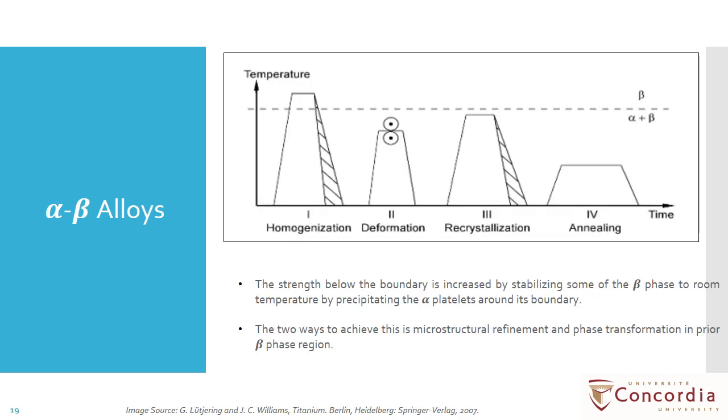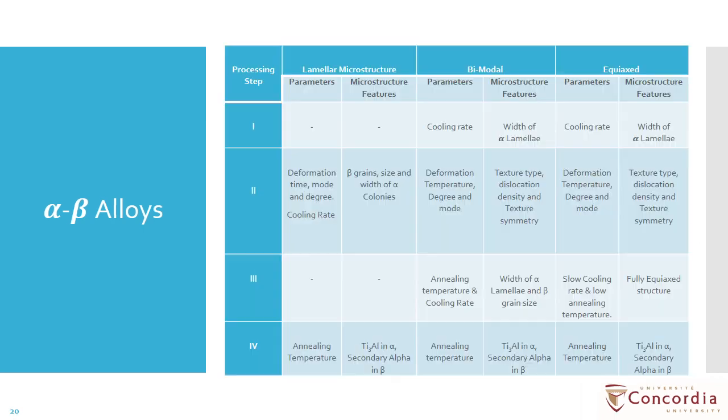For alpha plus beta alloys, it was seen that the alpha phase starts getting precipitated in the form of discs or plates around the beta phase boundary layer, which on annealing at low temperatures at various cooling rates give different microstructures. These subsequent regions of primary and secondary alpha phase in the beta phase hinder the movement of dislocations and hence increase the strength of the alloys.